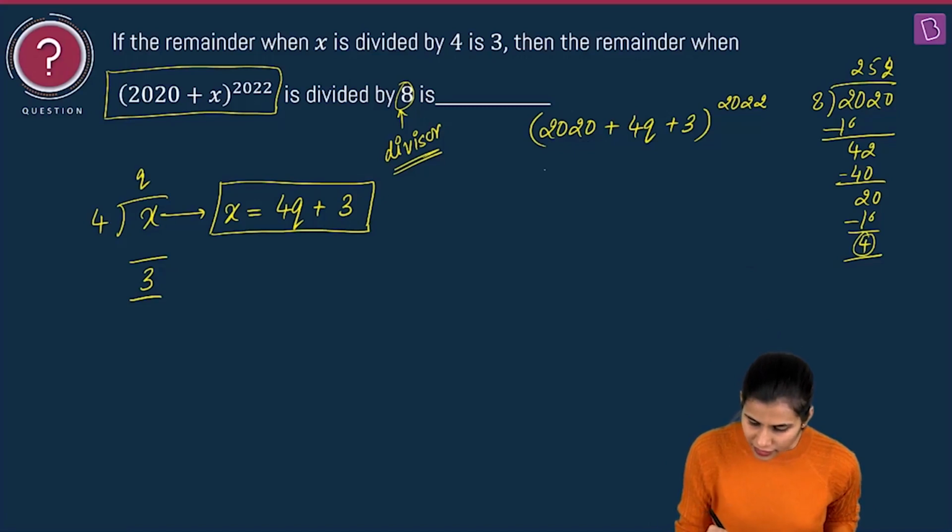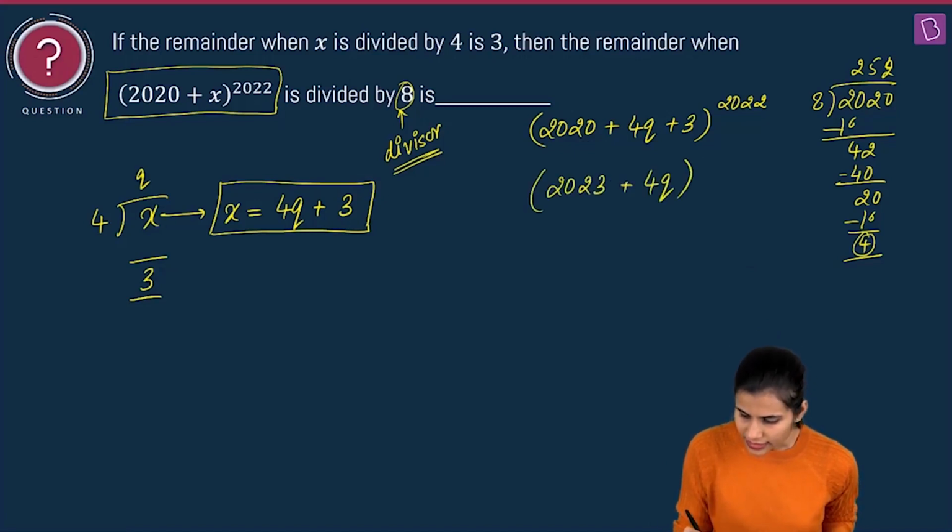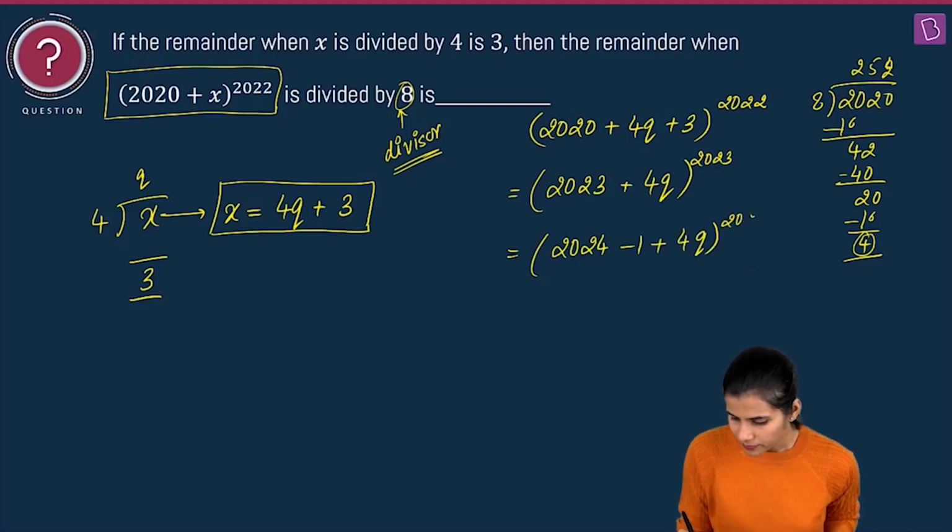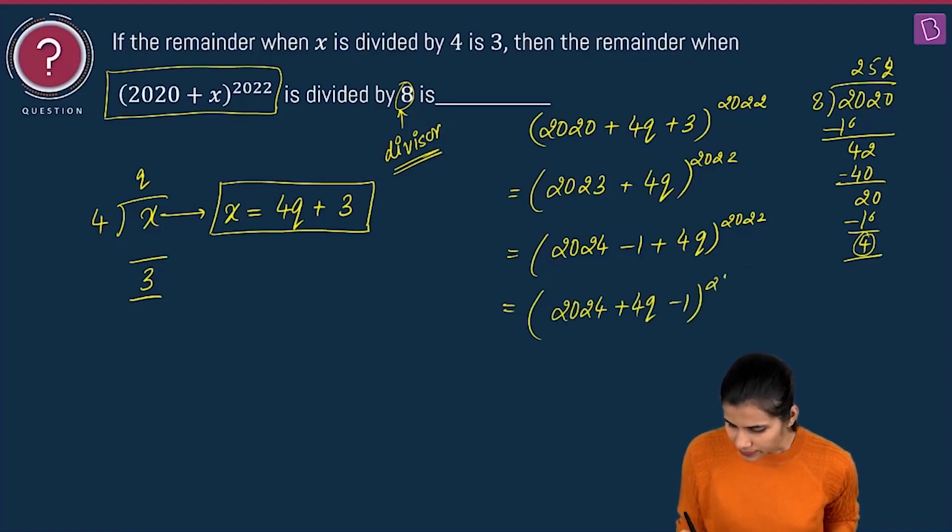I already have 2023, isn't it? I'm going to write this as 2024 minus 1. Okay. Deliberately I've done that. So what am I now left with? 2024 plus 4q minus 1.